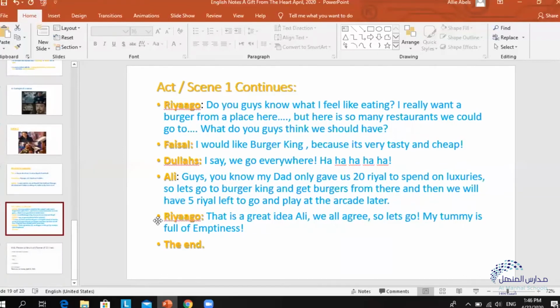Okay, so it starts like this. Riago: Do you guys know what I feel like eating? I really want a burger from a place here, but there are so many restaurants we could go to. What do you guys think we should have? Faisal: I would like Burger King because it's very tasty and cheap. Dulas: I say we go everywhere. Ha ha ha ha. Ali: Guys, you know my dad only gave us 20 riyals to spend on luxuries. So let's go to Burger King and get burgers from there. And then we will have 5 riyals left to go and play at the arcade later.